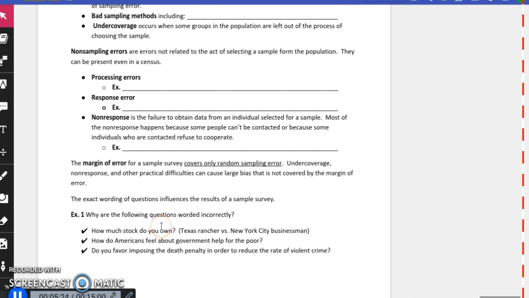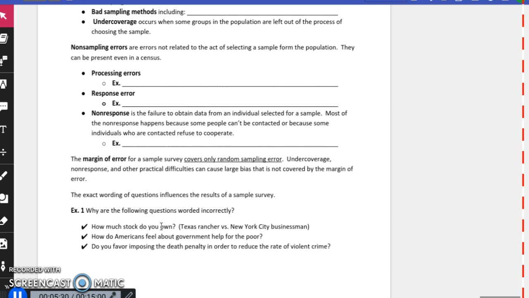These questions are all worded poorly for trying to get honest results. Okay. How much stock do you own? Well, are you talking to a Texas rancher or are you talking to a New York businessman? Are we talking about stocks like the stock market, or are we talking about stock like how many cows? So you need to clarify that question.